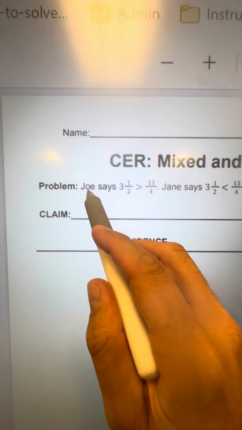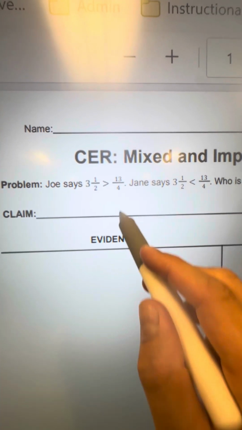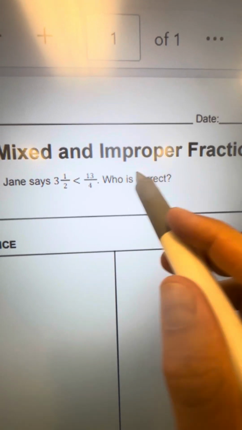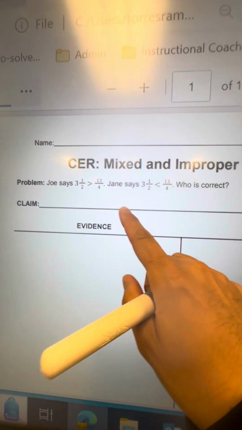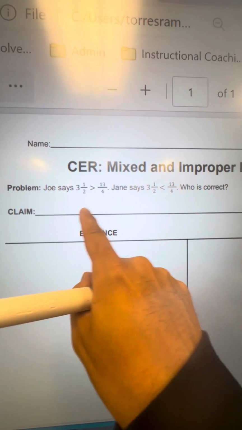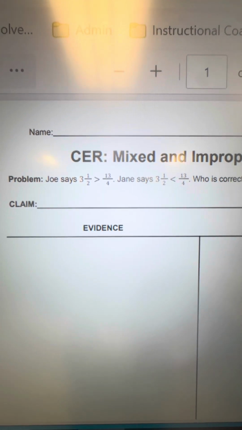So in this problem, it says Joe says 3.5 is greater than 13/4. Jane says 3.5 is less than 13/4. They want to know who is correct. And we are going to be using a model for our evidence to show who is correct in this problem. So I'm going to start with my evidence.